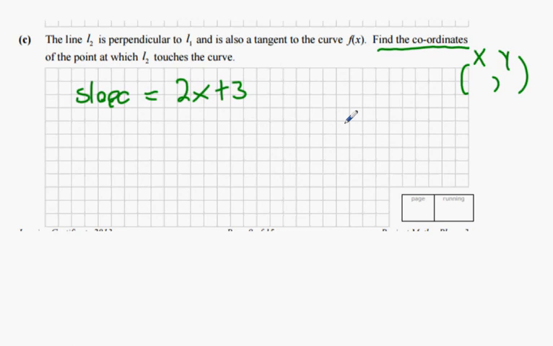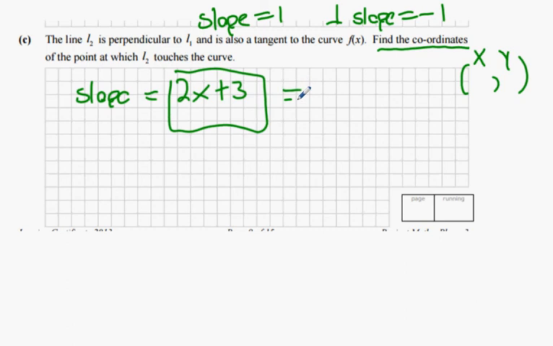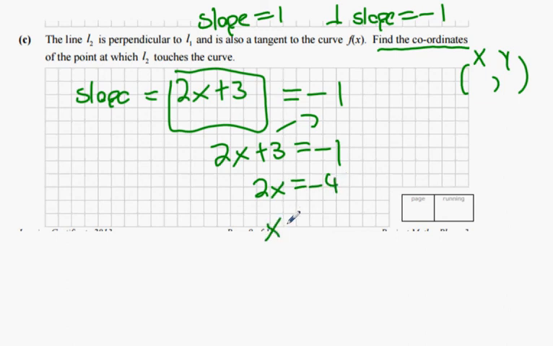Okay? What we do know, however, is that the slope, our old slope, was 1. What does that mean about our new slope? Turn it upside down, change the sign, so the perpendicular slope is -1. That means that this formula here has to be equal to -1, because that formula represents the slope. Therefore, 2x plus 3 equals -1. Bring it over to the other side. 2x equals -4. This means x equals -2. I'm actually halfway towards my answer now. Now all I have to do is find the y value.